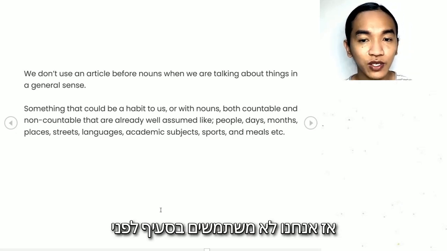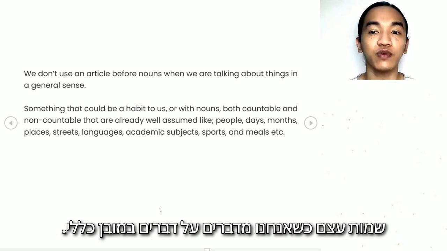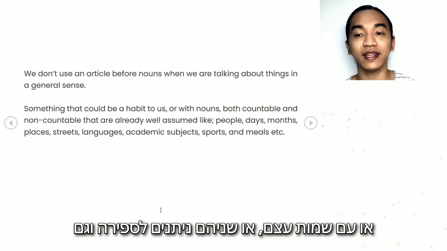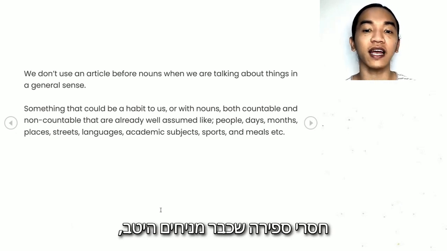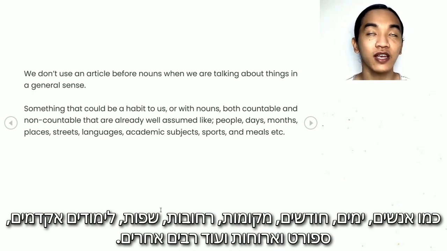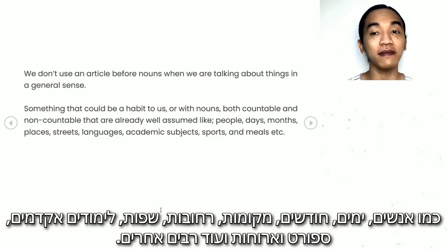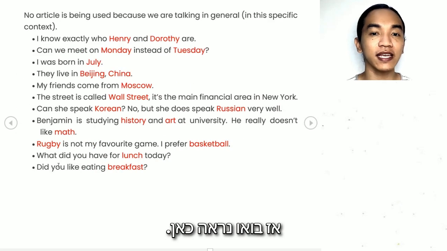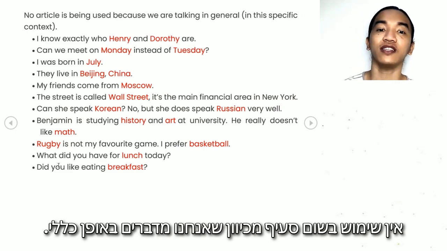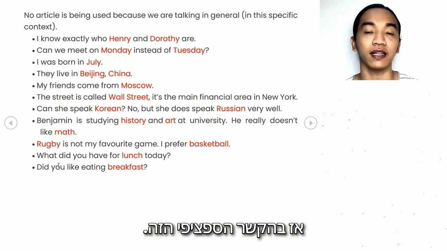So we don't use an article before nouns when we are talking about things in a general sense. So something that could be a habit to us, or with nouns, both countable and non-countable, that are already well assumed, like people, days, months, places, streets, languages, academic studies, sports, and meals, and many others. Okay, so let's see here. No article is being used because we are talking in general, in this specific context.